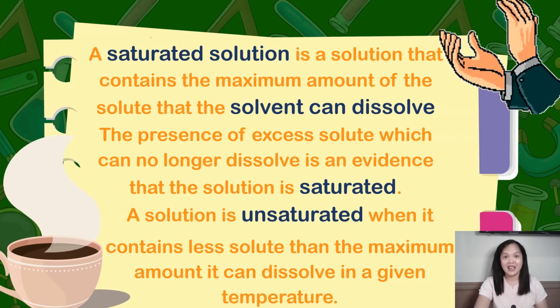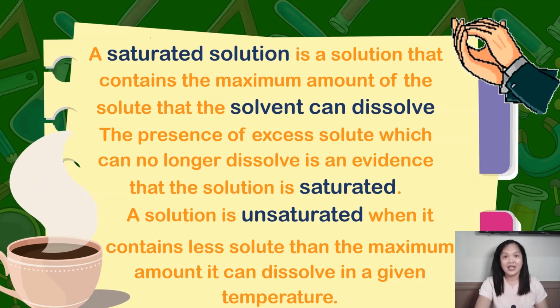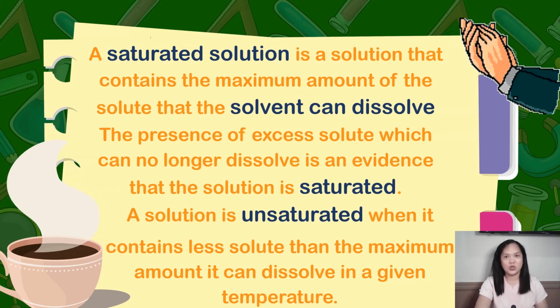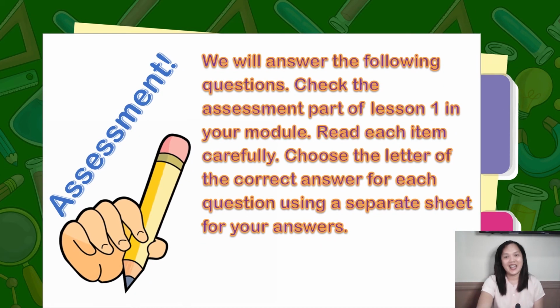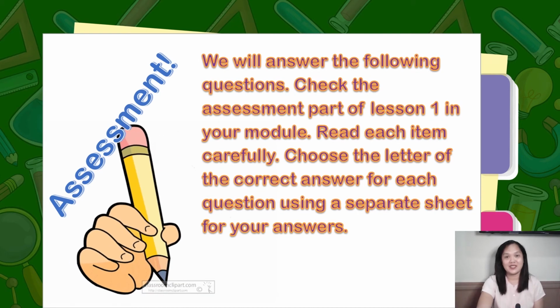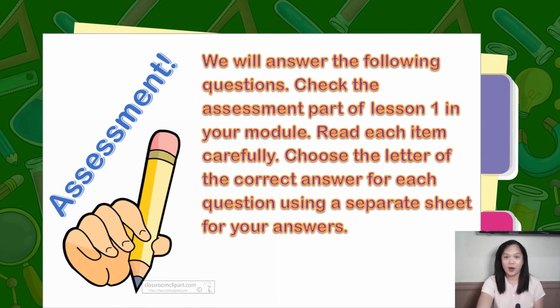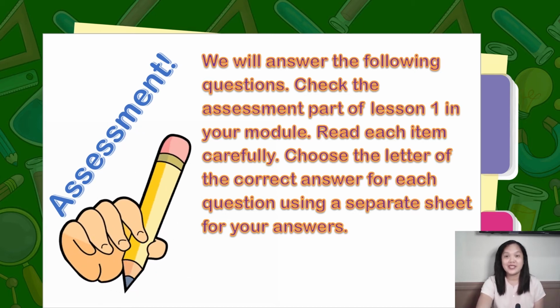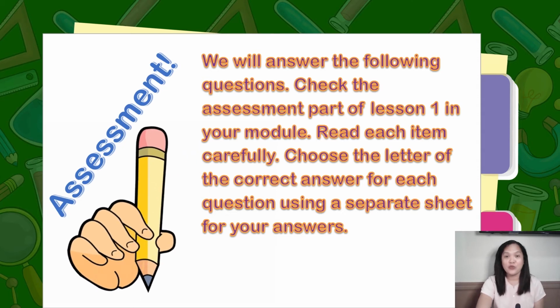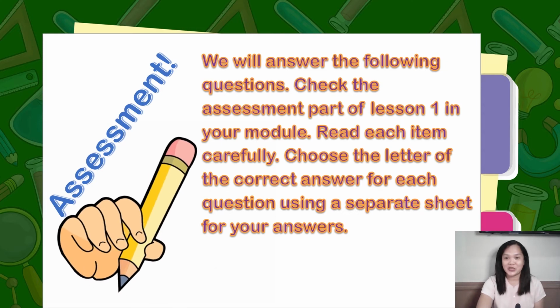A solution is unsaturated when it contains less solute than the maximum amount it can dissolve at a given temperature. Now we will answer the following questions. Check the assessment part of Lesson 1 in your module. Read each item carefully. Choose the letter of the correct answer for each question using a separate sheet for your answers.